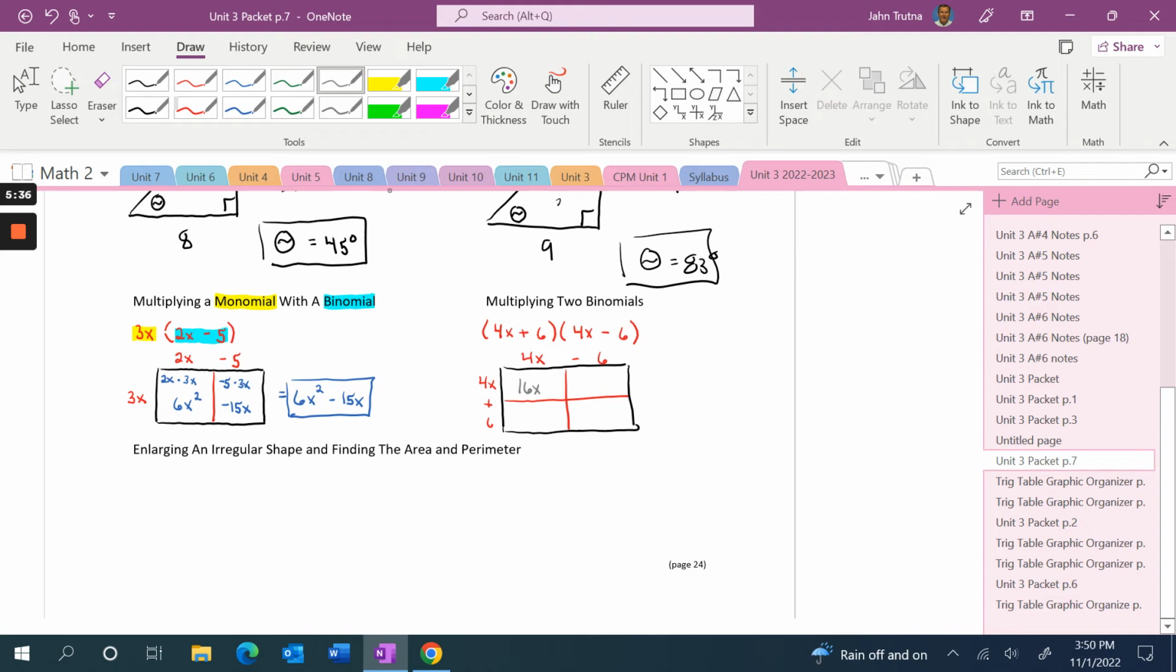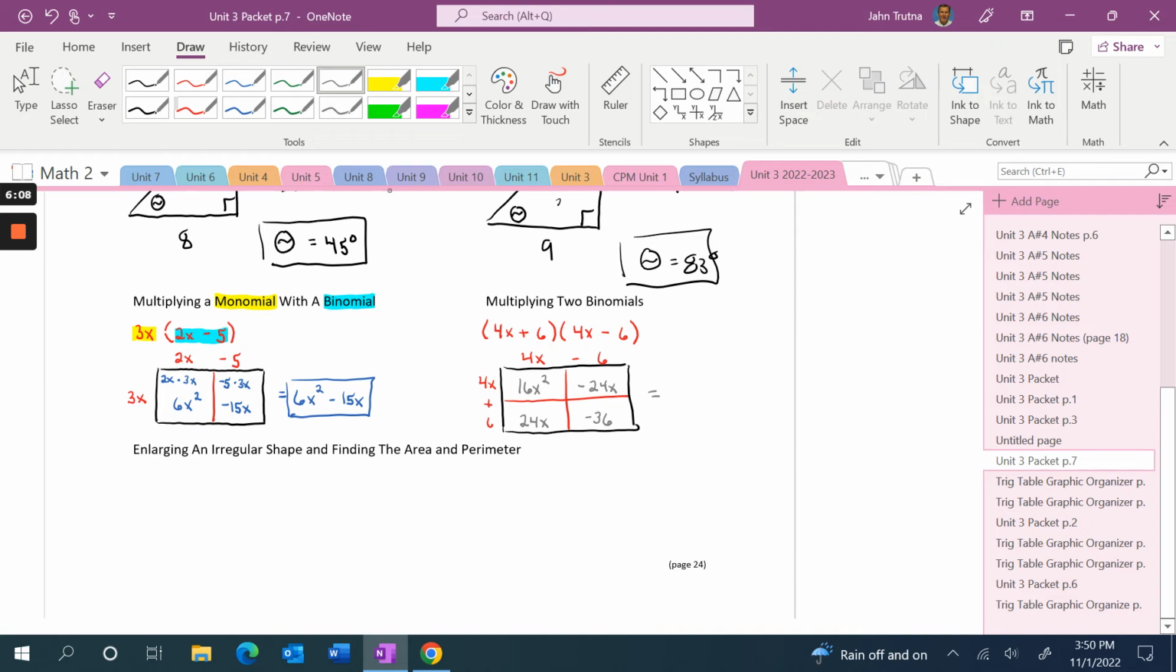That is 16x squared. My top right rectangle, I'm multiplying the negative 6 with the 4x. So that would be negative 24x. To get what goes in my bottom left rectangle, I'm going to multiply the positive 6 with the 4x. So that gives me positive 24x. And to get my bottom right rectangle, I'm going to multiply its top value, which is negative 6, with its side value, which is positive 6. Negative 6 multiplied with positive 6 is negative 36.